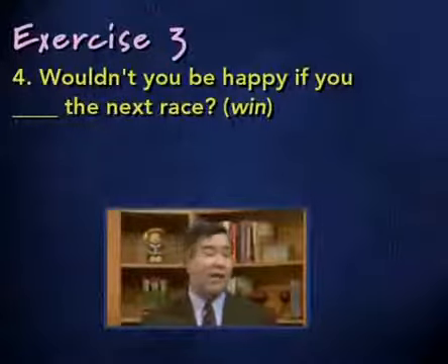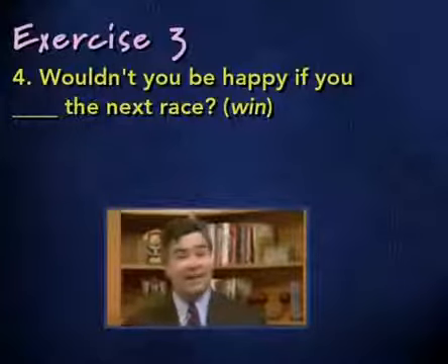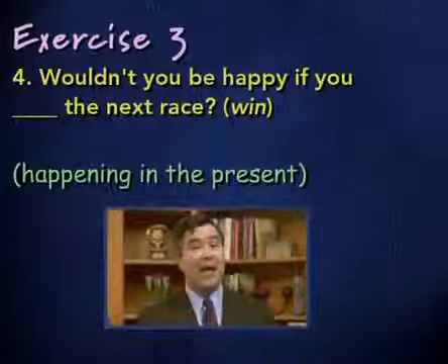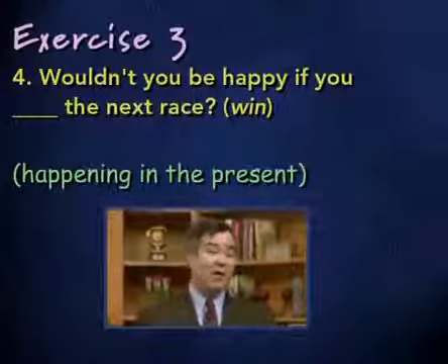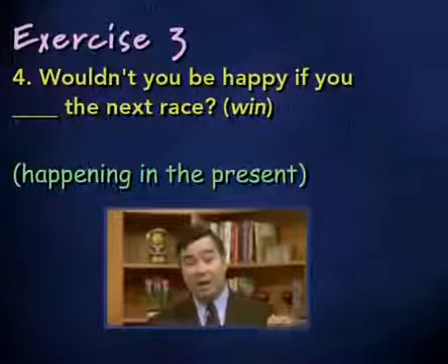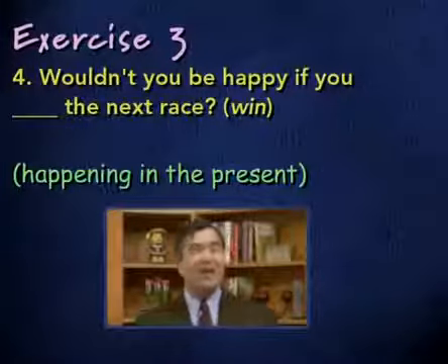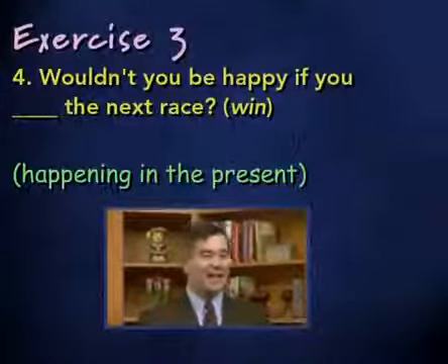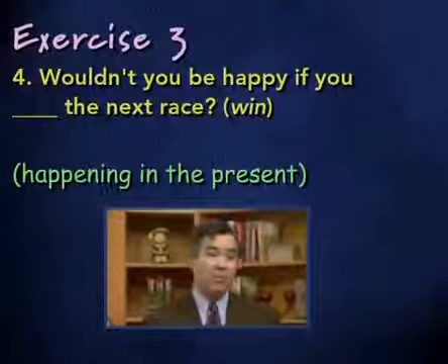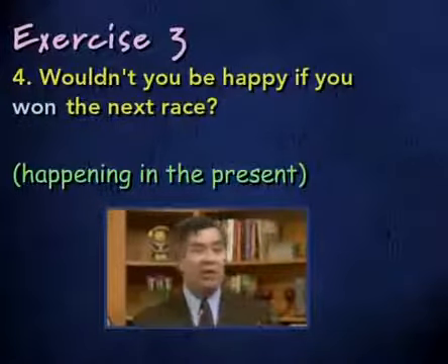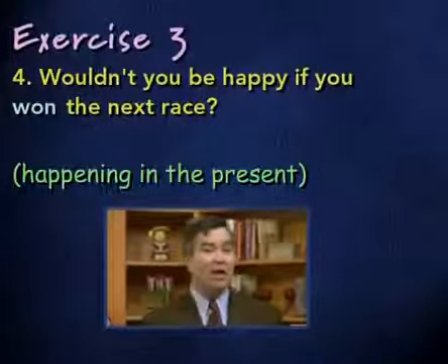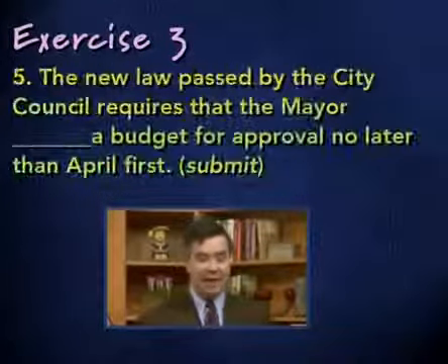Now, are we talking about a present or past event taking place here? Well, we're talking about now. We're saying you would be happy if you win the next race. We're talking about something happening now, not in the past. So therefore, we want the present subjunctive, which, remember, looks the same as the past tense form of the verb. What's the past tense form of the verb win? Won. So we simply insert the verb won, and the sentence would correctly read, wouldn't you be happy if you won the next race?